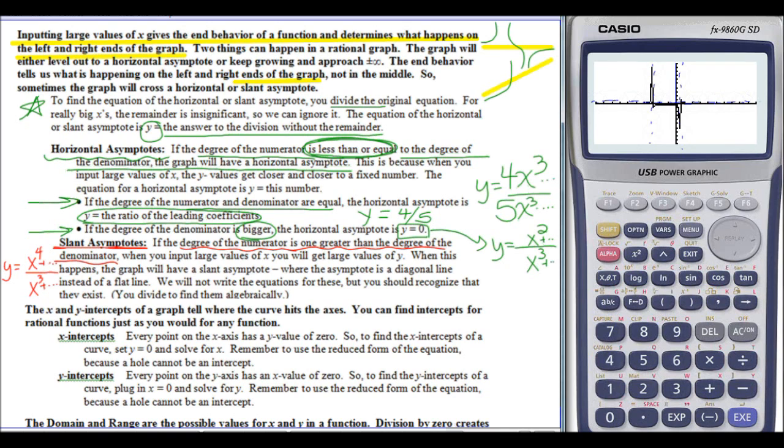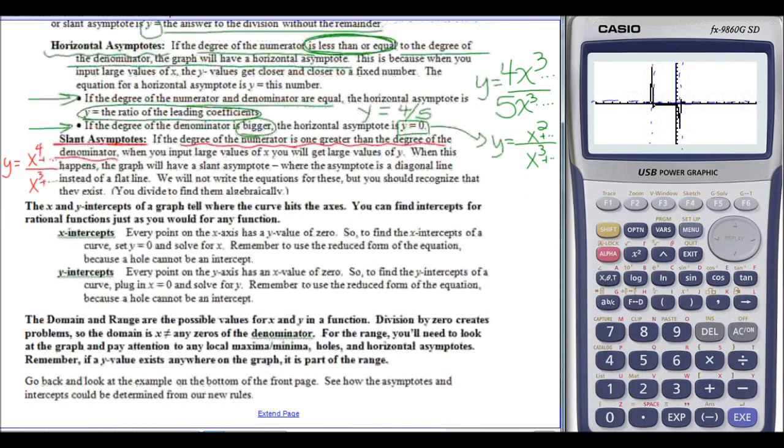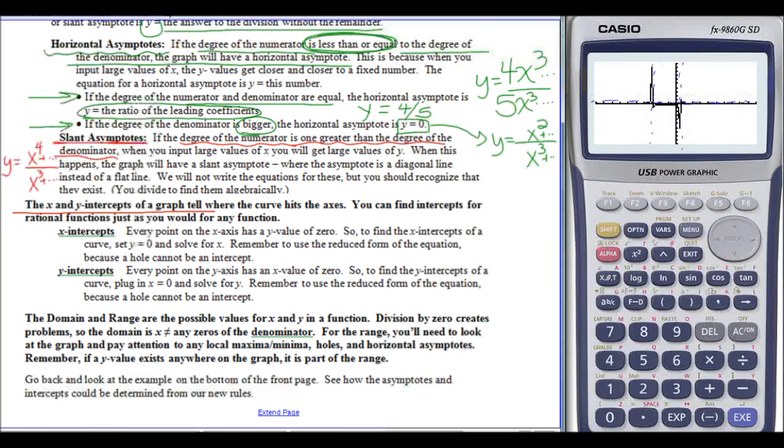Okay, next up, x and y intercepts. Let's come back to our definitions here. The x and the y-intercepts of a graph tell where the curve hits the axes. You can find x and y-intercepts for rational functions just like you would for any function. So if we have an x and y axis, x-intercepts. Every point on the x-axis has a y value of 0. So if we have an x-intercept, its coordinates are going to be whatever x is, and y is going to be 0. So if we want to find the x-intercepts of a curve, we plug in y equals 0 and figure out what x is.